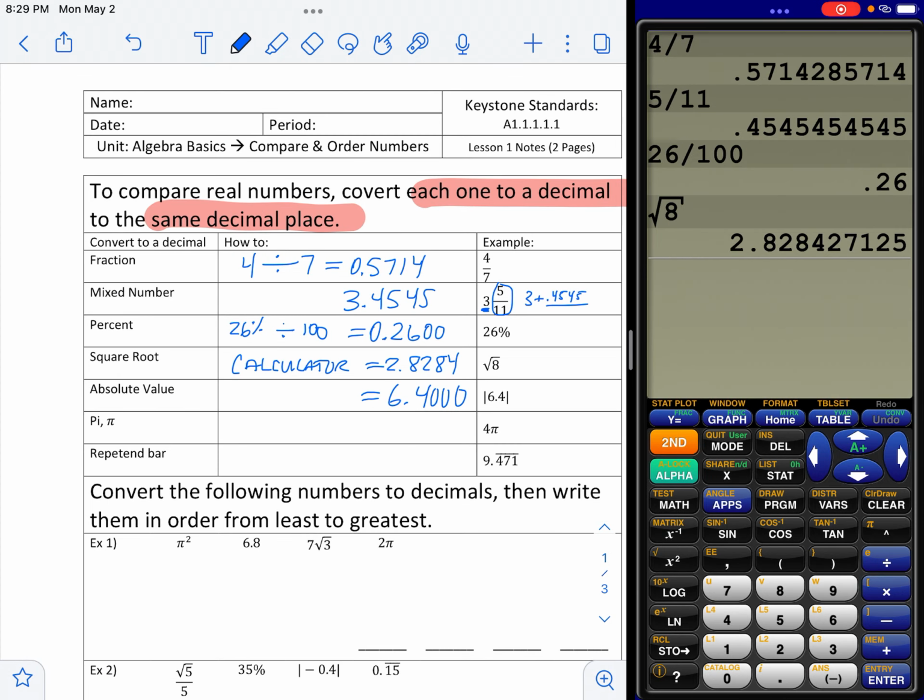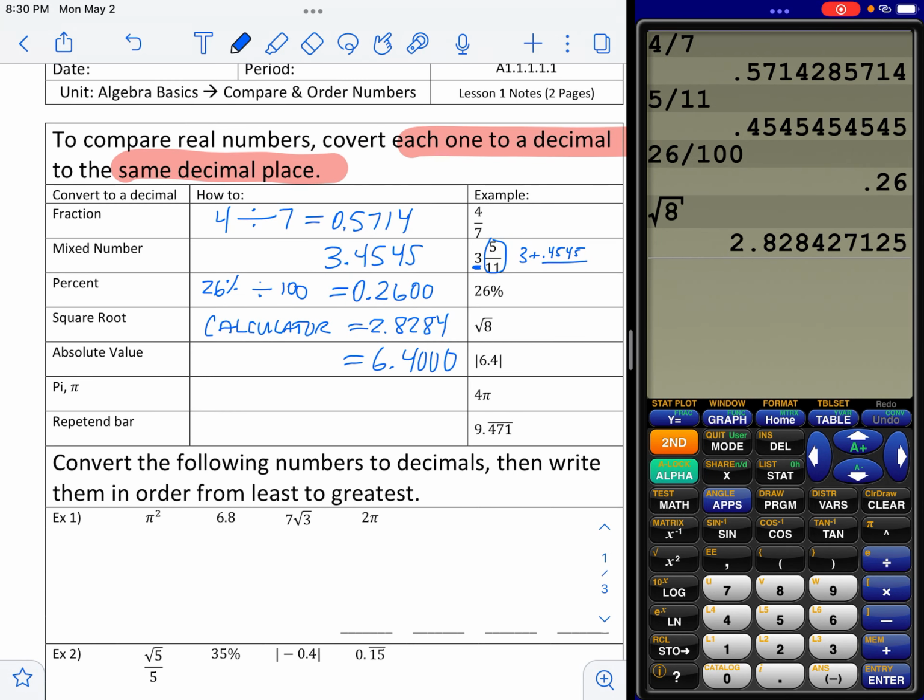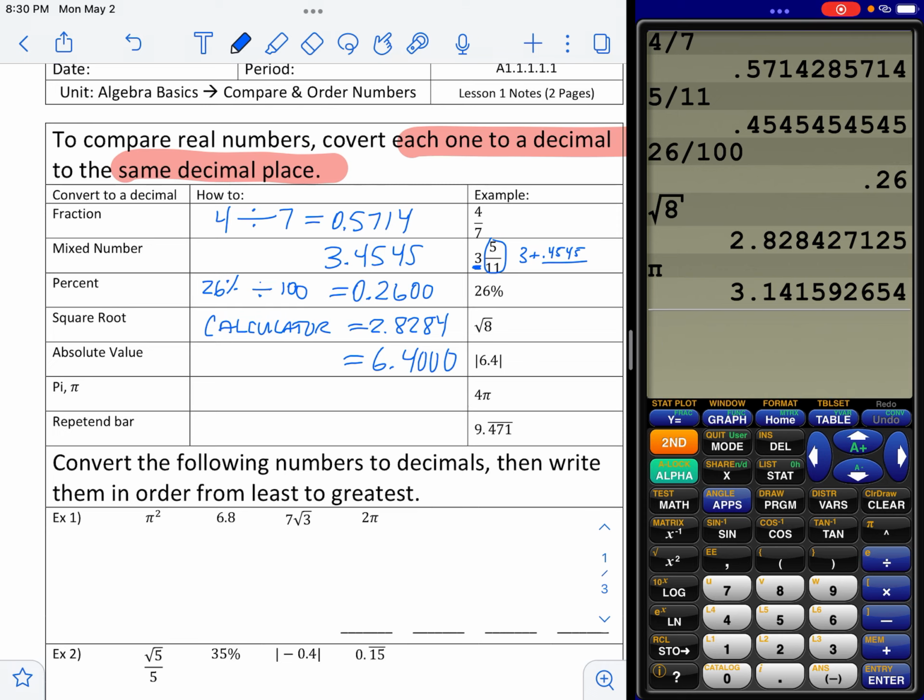4 pi, anytime you have pi, you remember you can use the calculator button pi, okay, which is over here on the side, or you can use 3.1415 if you want to. But if I'm going to do 4 times pi, I'm going to do 4 times the second key and then the pi button, and I get 12.5664.